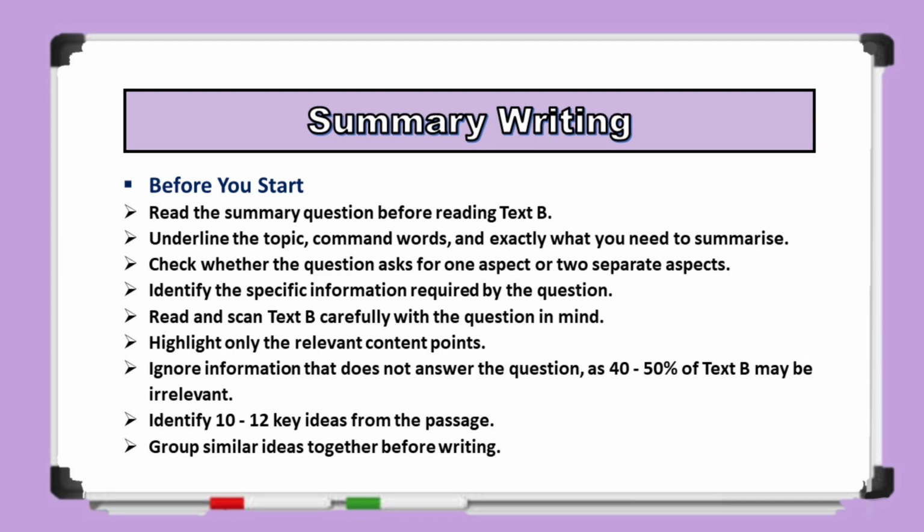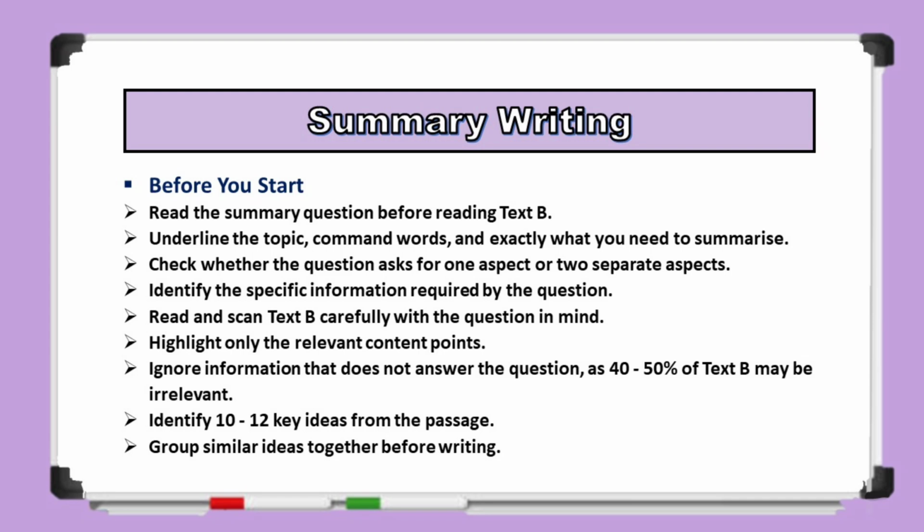Once you understand the question, begin reading text B carefully with the question in mind. As you read, highlight or underline only the information that answers the question. Don't underline everything. Remember, around 40 to 50% of text B is often irrelevant to the summary task. Your job is to separate the important information from the unnecessary details. Ignore stories, examples, personal opinions, repeated ideas, and explanations that do not directly answer the question.